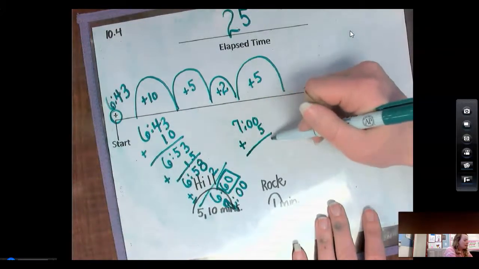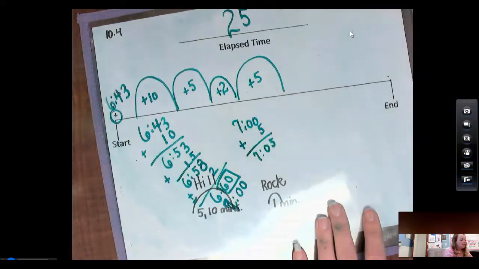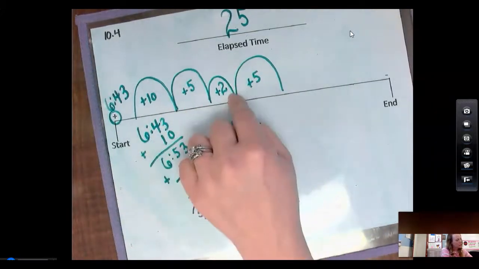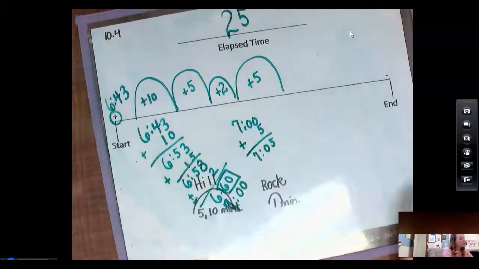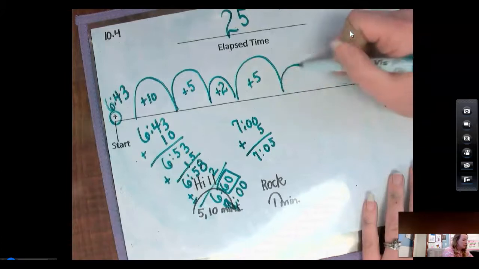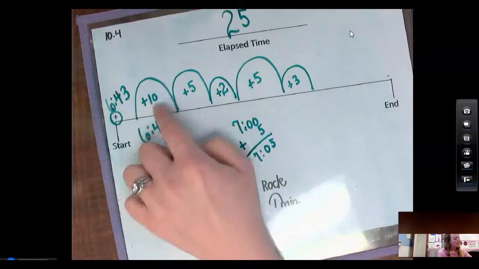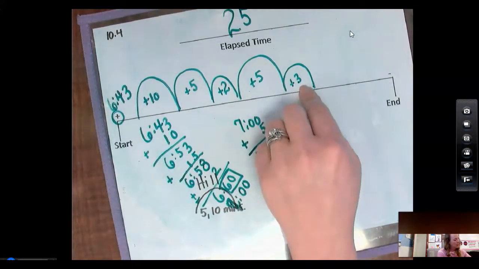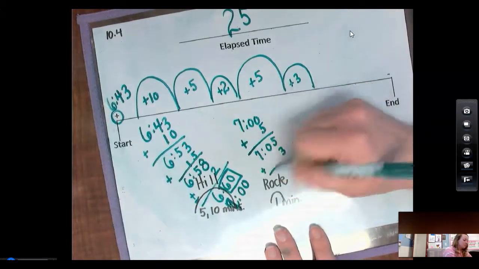0 plus 5 is 5. Drop my 0. Drop my 7. I'm at 7:05. All right, kiddos, let's see where we're at. 10, 15, 20, 22. And I'm going to 25. So what do I do? If I'm at 22 minutes, you're going to do a plus 3. If you said plus 3, you're exactly right because it's 10, 15, 20, 23, 25. So I'm going to do a plus 3.